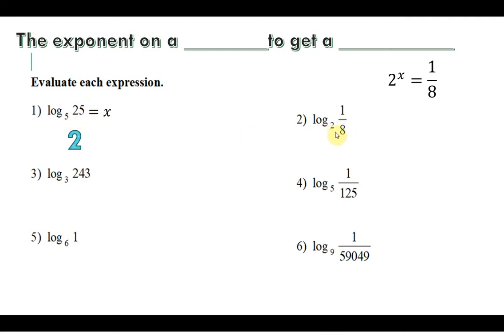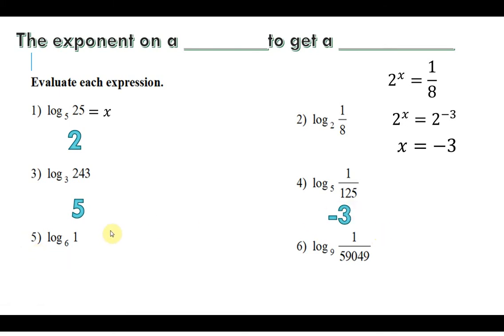The exponent on a 2 to get 1/8 is -3. And now we can use our common bases, remember last learning target, and then you drop the base. What's the exponent on a 3 to get 243? 5. Some of these might take some guessing and checking if you're trying to just do it this way. If you see 1 over something, you know a negative is going to pop out. So 5 to what power is 125? 3, so that's a negative 3.